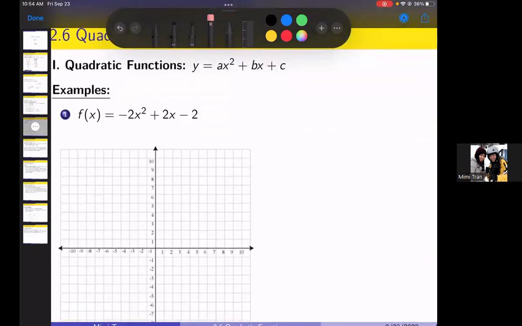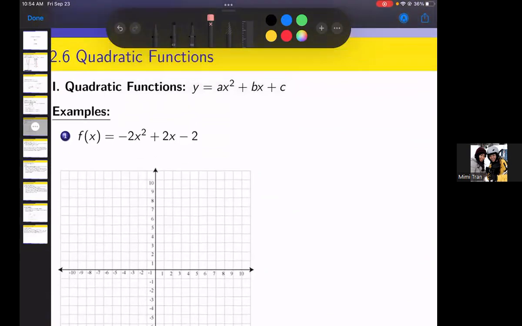Okay, so let's do this one using the properties. Let's graph this one. Again, you can always check with your graphing calculator. Open up or open down? Down.